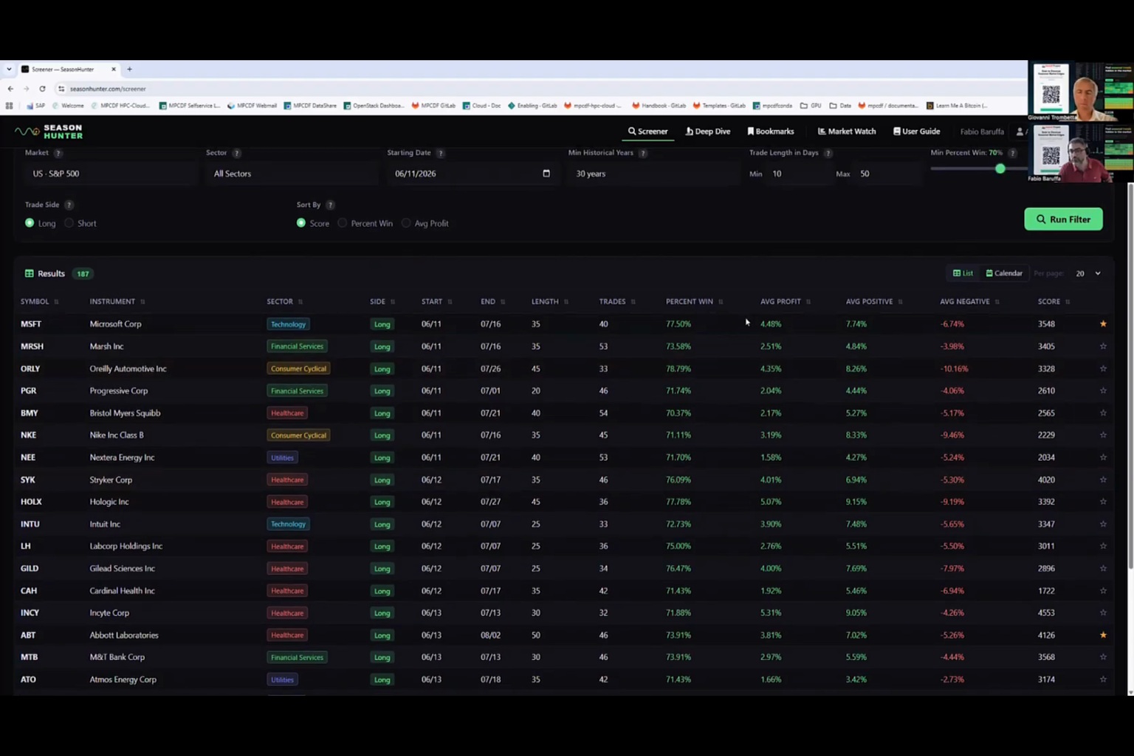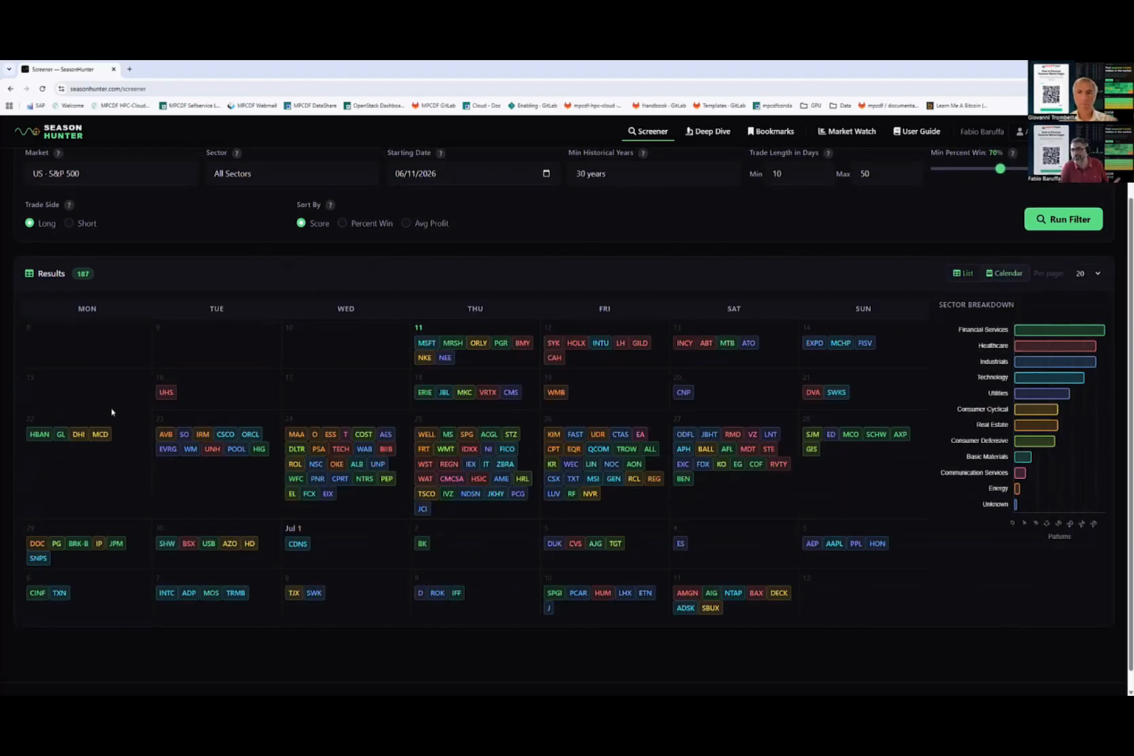You can even change and go to the calendar view. So this is kind of interesting because you can calendarize your trading. For example, you know that today might be this opportunity. Then in 1 week, there will be this opportunity. Okay, there is the ticker here, and there is also a sector breakdown. So from time to time, there is a sector that actually has more opportunities than others. This is one of the features I prefer, I would say.